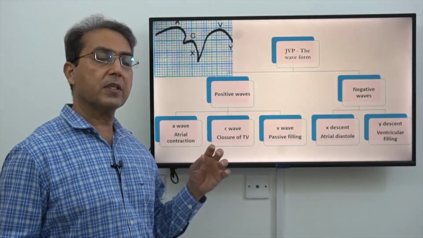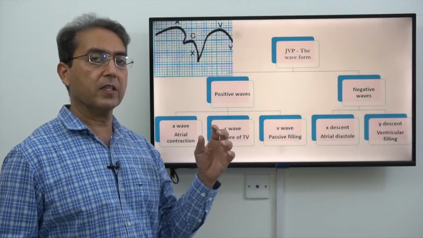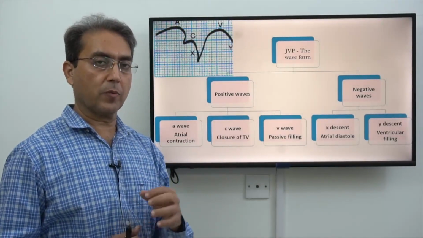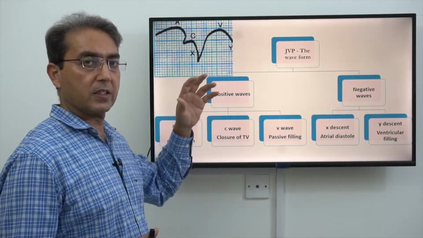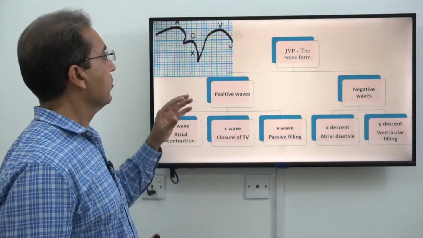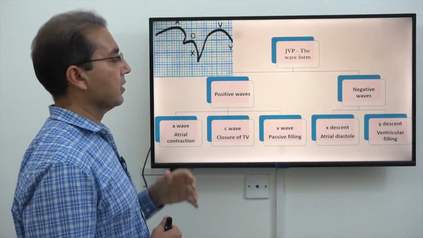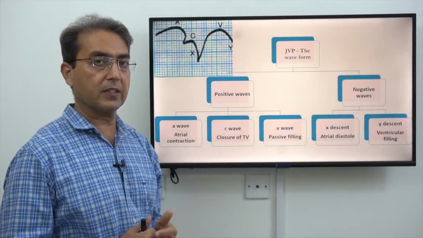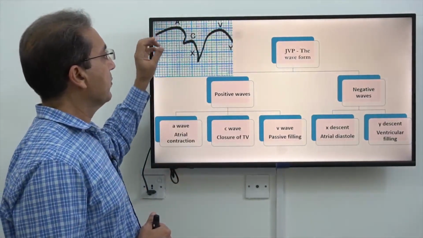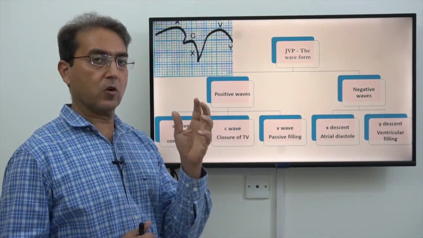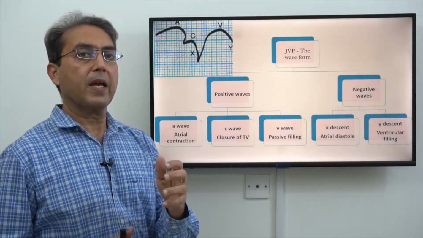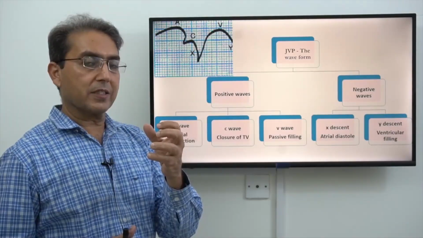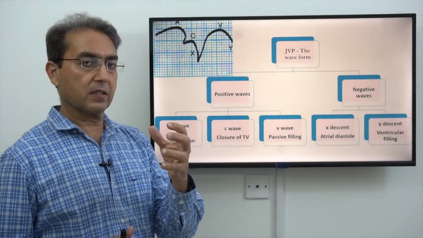Similar tracings can be seen in the left atrium as well, but we need invasive testing to document those waveforms. They are similar to this waveform. There is a slight bit of pressure difference. But we are going to see what these waveforms are in the neck veins, which can be clinically examined. So the A wave is because of the atrial contraction. The atria contract, the blood is ejected out of the atrium, and then the atrial diastole starts, the atrium relaxes.